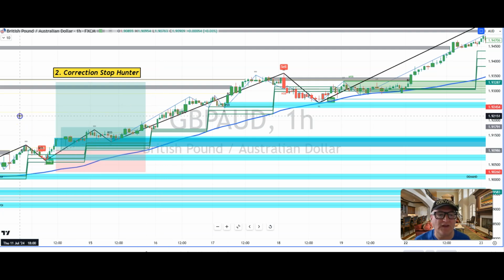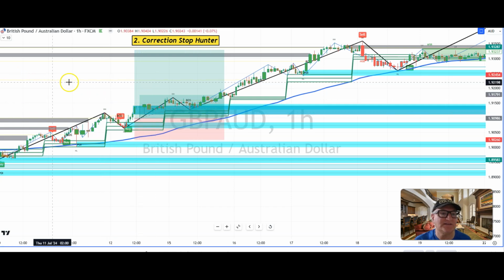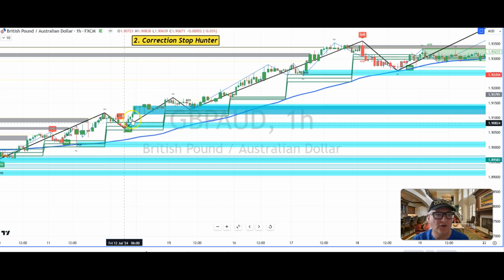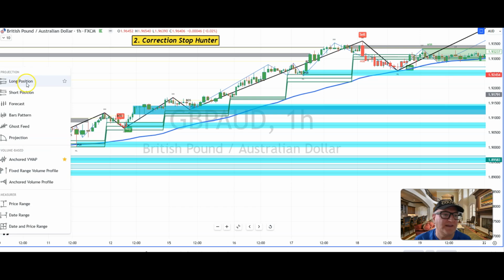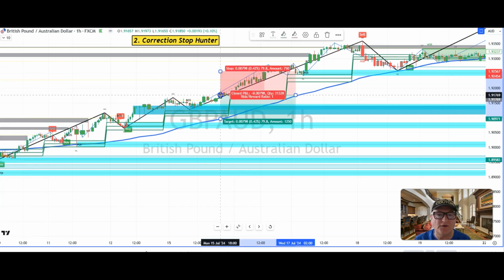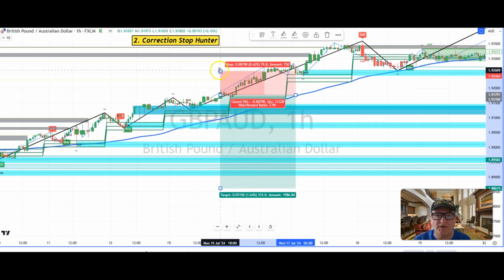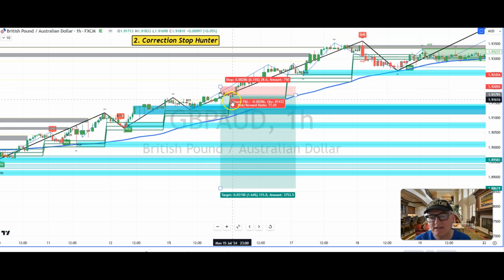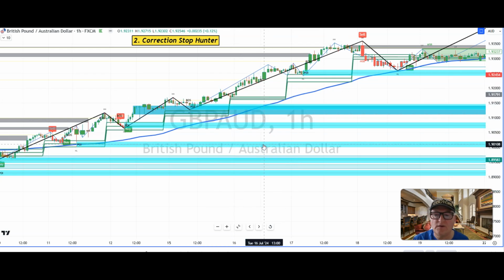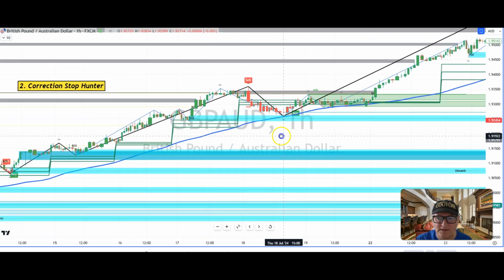So when people are selling this, they're putting their stops, they're doing the exact opposite to you. They think, oh, that's gone too far. I'm going to go short. I'm going to put my stop there, on that swing high, etc. And they're going to get stopped out. So we're stop hunting the people who don't have the charts set correctly.